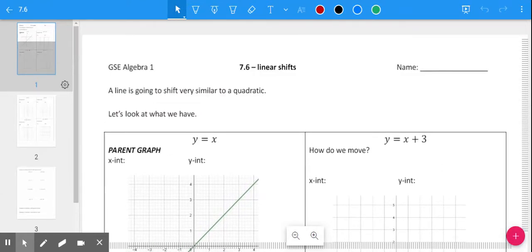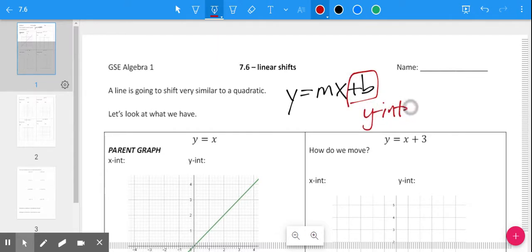Today we're doing 7.6 linear shifts. Because this is linear, we're going to write the basic form, the general form of a linear function, which is y equals mx plus b, where b represents your y-intercept and m represents your slope, which is why that's called slope-intercept form.